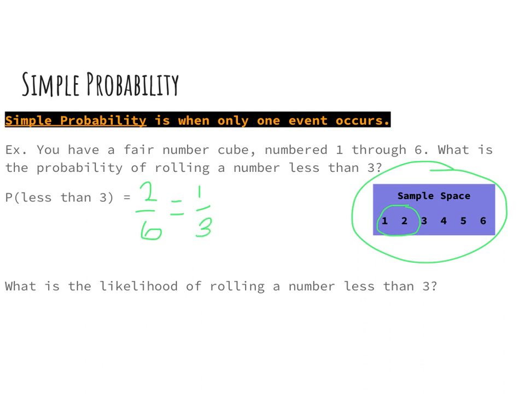1/3. It also can be written as a decimal, which is 0.33 repeating, or it can be written as a percent, which is 33 1/3%. So the probability of rolling a number less than 3 is about 1/3, or 0.33, or 33 1/3%. When I'm asked the likelihood, 0.3 is pretty close to 0. So the likelihood of rolling a number less than 3 is unlikely.